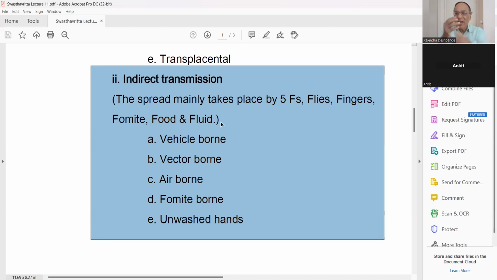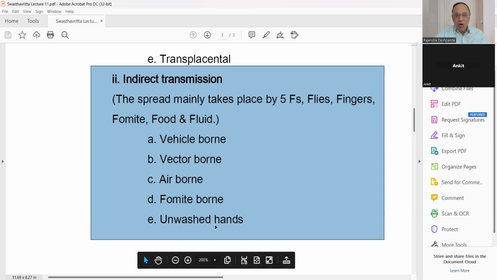You know that IV fluid, saline, normal saline, dextrose saline, various fluids are given. Sodium, potassium, even sometimes plasma, blood. So vehicle-borne, vector-borne, airborne, vomit-borne, and unwashed hands. These things are here simply mentioned, so you forget about this. You can write down these 5. Best, simple to remember.